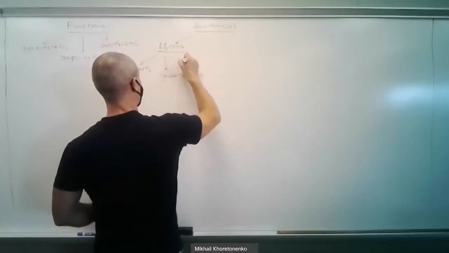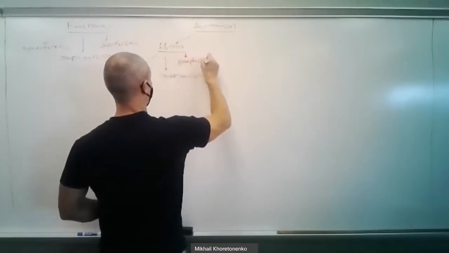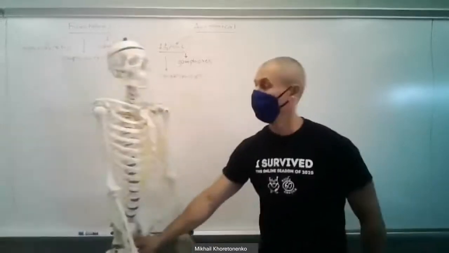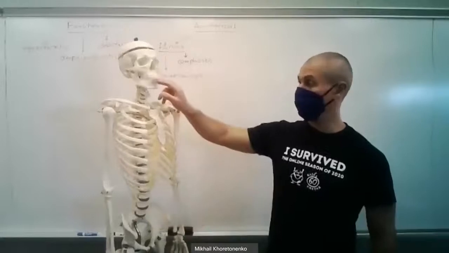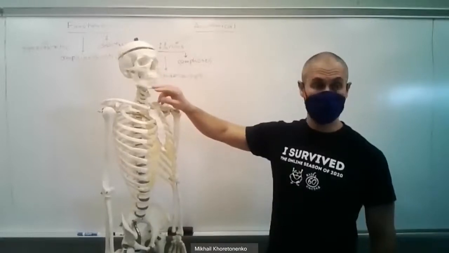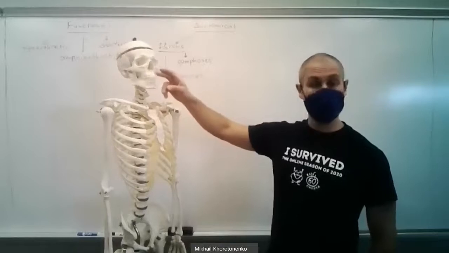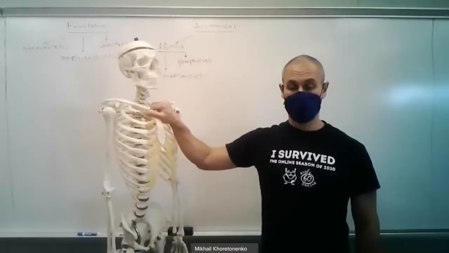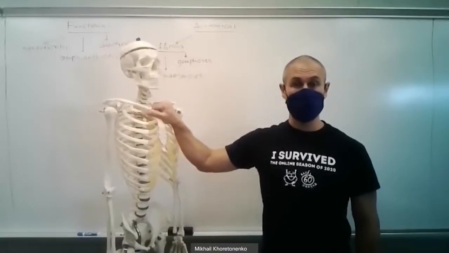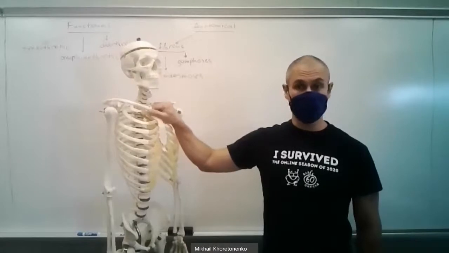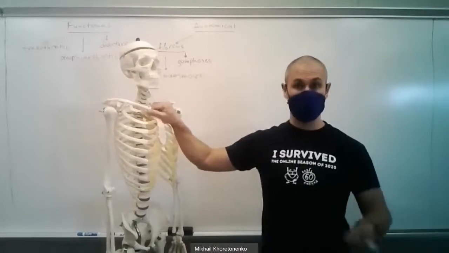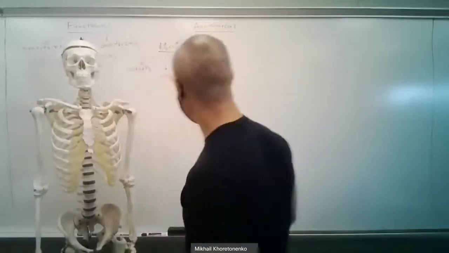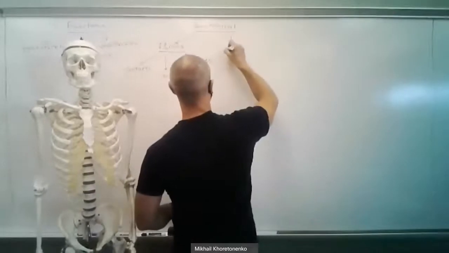And gomphosis, that's a very specific category of joints. Gomphosis is the joint between your tooth and your jaw. You know, maxilla, mandible, doesn't matter. The teeth are held in between the alveolar processes by the so-called periodontal ligament, connective tissue. This is why it's considered a fibrous joint. The next group of joints is cartilaginous joints.